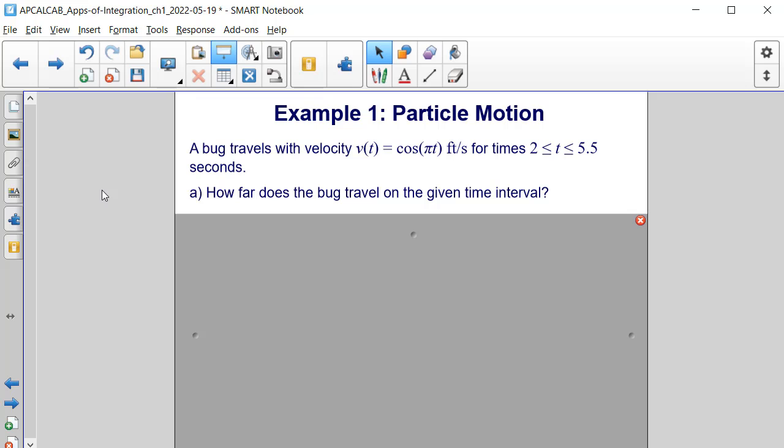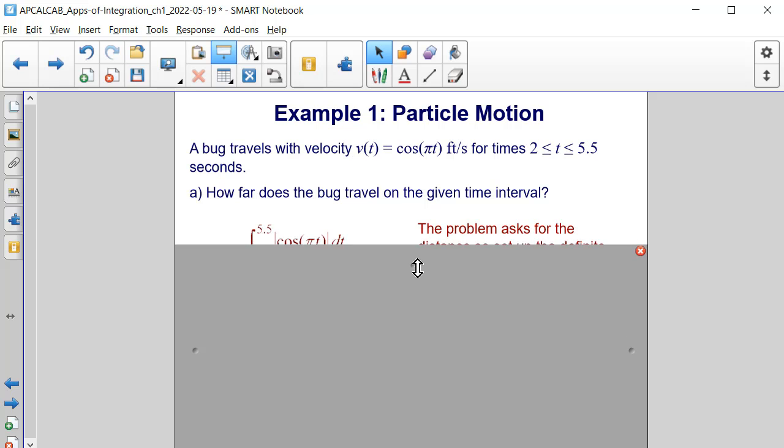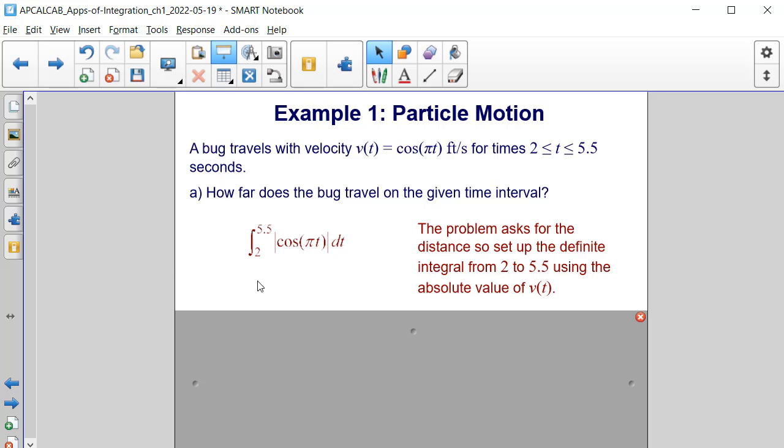Let's begin with the first question. How far does the bug travel on the given time interval? Well, because it's asking for how far the bug's traveling, that's going to have to do with the total distance. So therefore, we're going to set up our integral from velocity to position, but we're going to include the absolute value in there. So we have the integral from 2 to 5.5 of the absolute value of cosine of pi t, and we're going to integrate with respect to t.